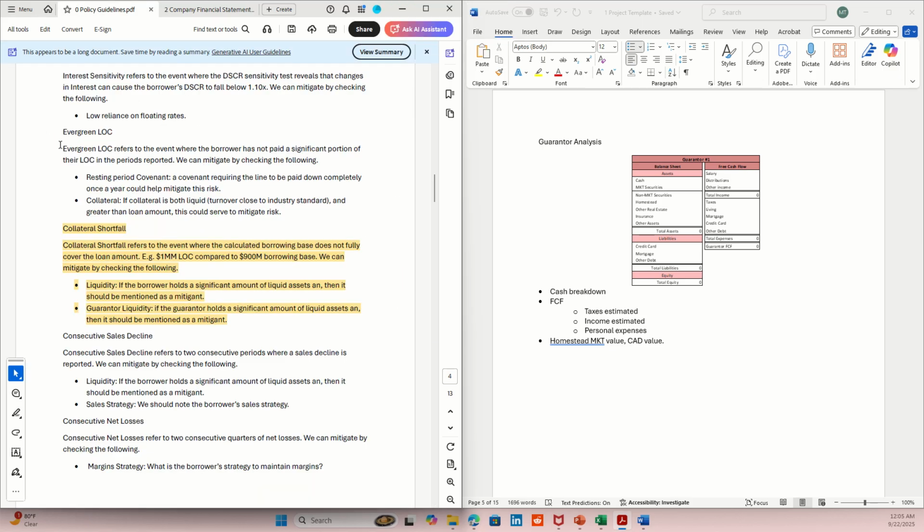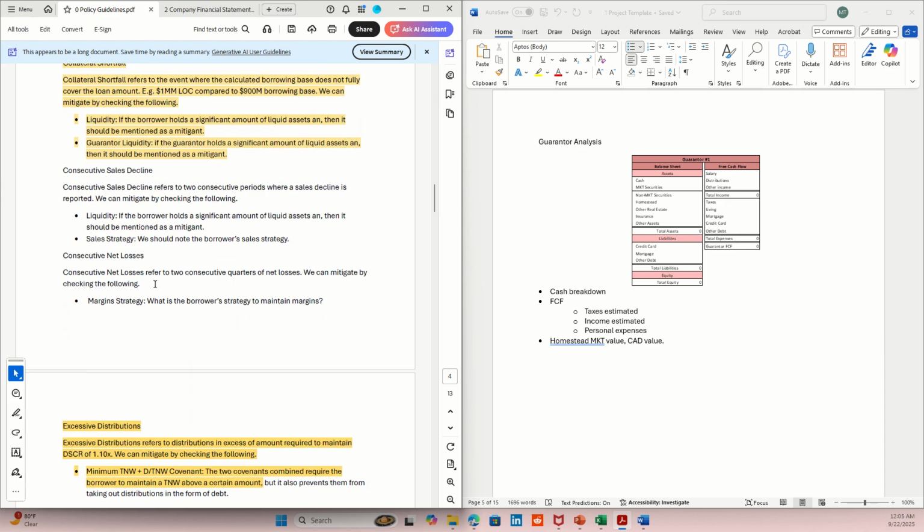So remember, you guys need to be checking evergreen line of credit. You guys need to be checking these risks. Look at the balance sheet. Does the balance sheet say that they have that? Check.